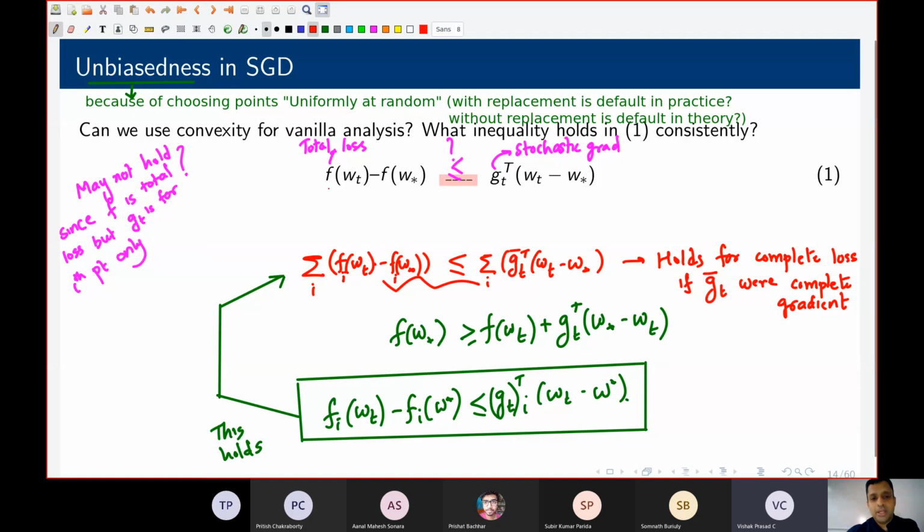this expression. Now I'm looking at F, the complete F. So if you want, put a summation over i of Fi WT minus Fi W star. I don't know whether this will hold, where now I take this GT as the gradient or subgradient, whatever, for the ith point alone.